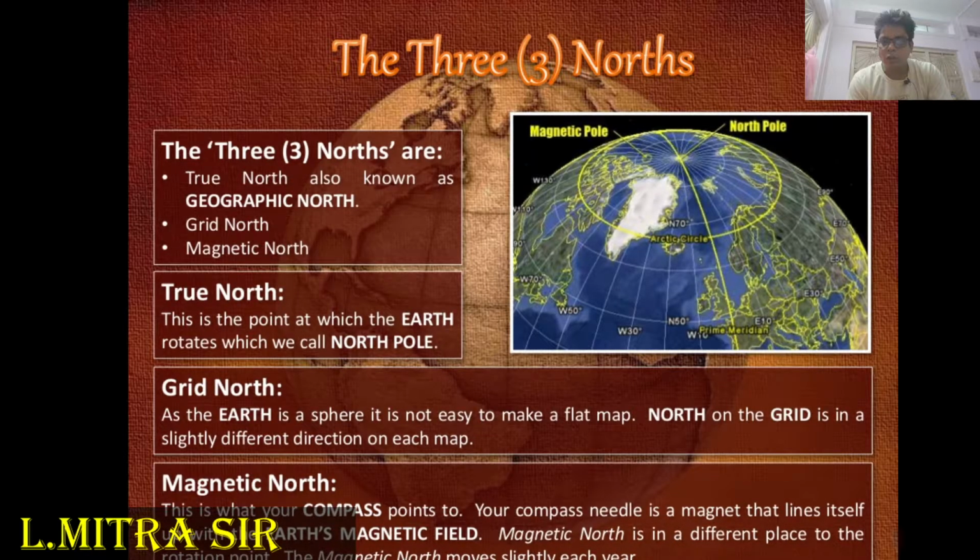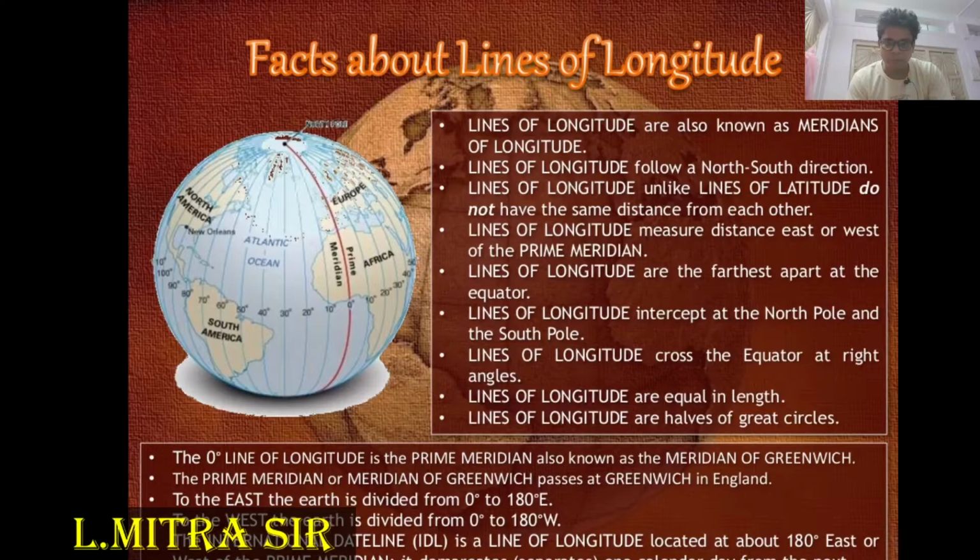The axis on which the Earth rotates is fully different from the magnetic north. The magnetic pole and magnetic north are fully different. The magnetic north also moves slightly over time. So these are the three norths we discussed: true north, magnetic north, and grid north.